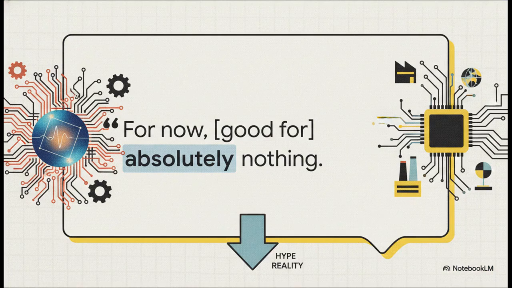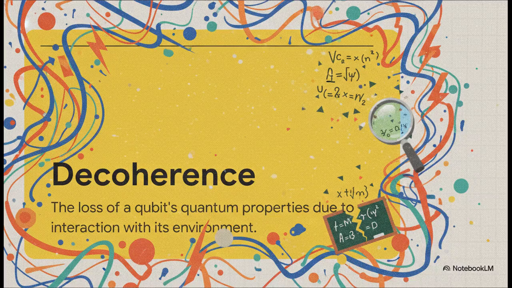This quote from an article in the prestigious journal Nature really brings all that hype crashing back down to earth. It basically says that while the future potential is huge, right now, for solving actual practical problems, today's quantum computers aren't really useful yet. So what is the big problem? What's the holdup? Well, the main villain in this whole story is something called decoherence.